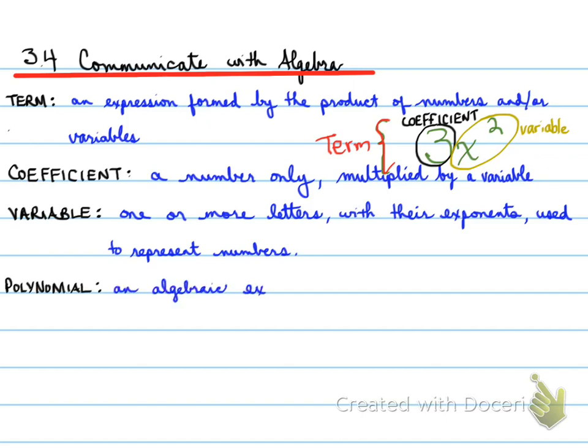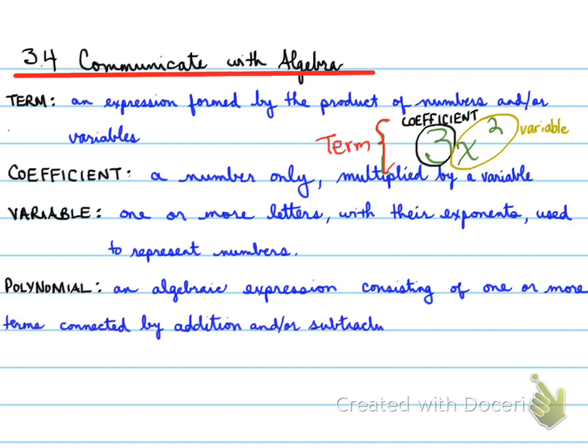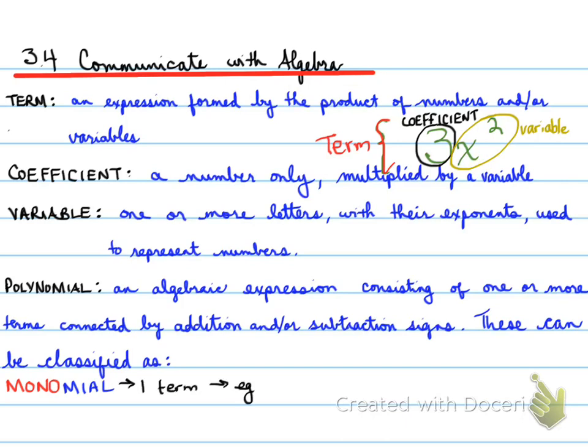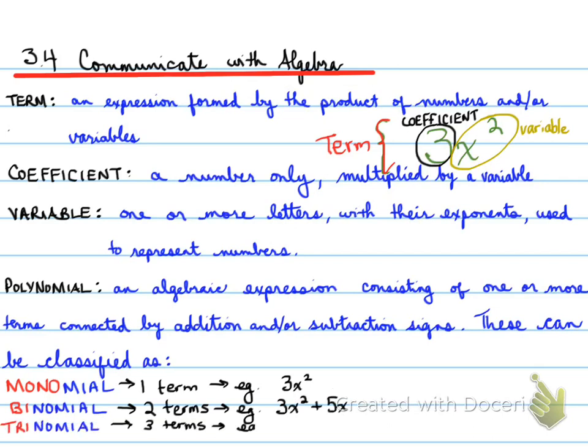A polynomial is an algebraic expression consisting of one or more terms connected by addition and or subtraction signs. So we can add or subtract terms, and that makes a polynomial. These can be classified as monomial, which means one term, binomial, which means two terms, and trinomial, which means three terms. Now don't forget, folks, these all have to be simplified. You can't have any like terms here because you'd have to collect like terms first before you could classify them. All right, next.